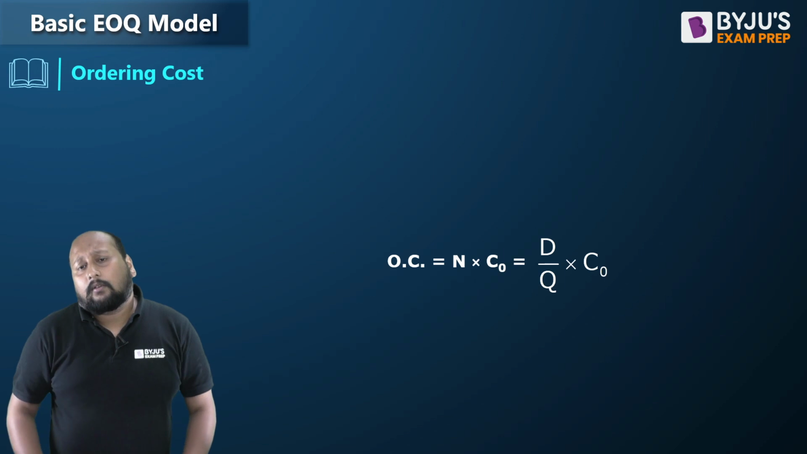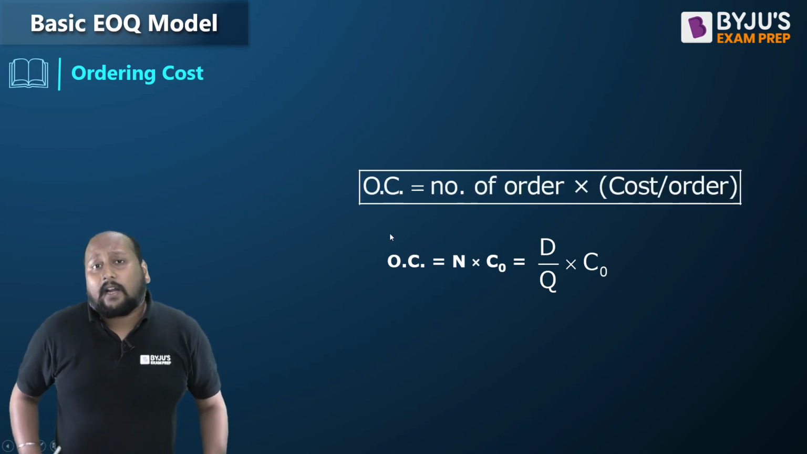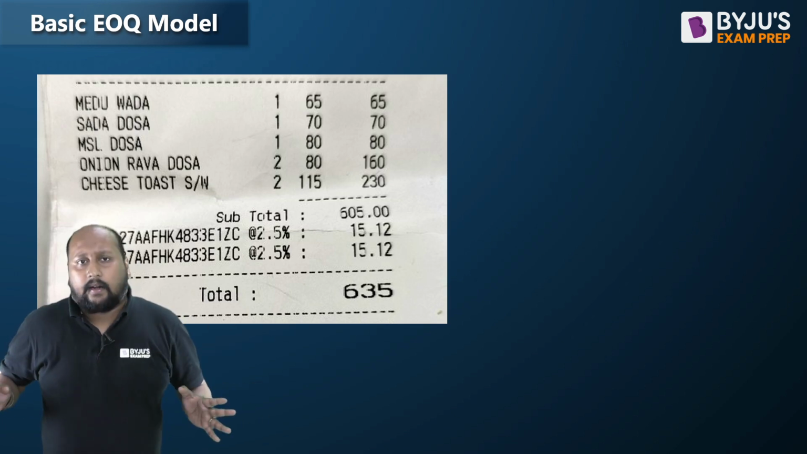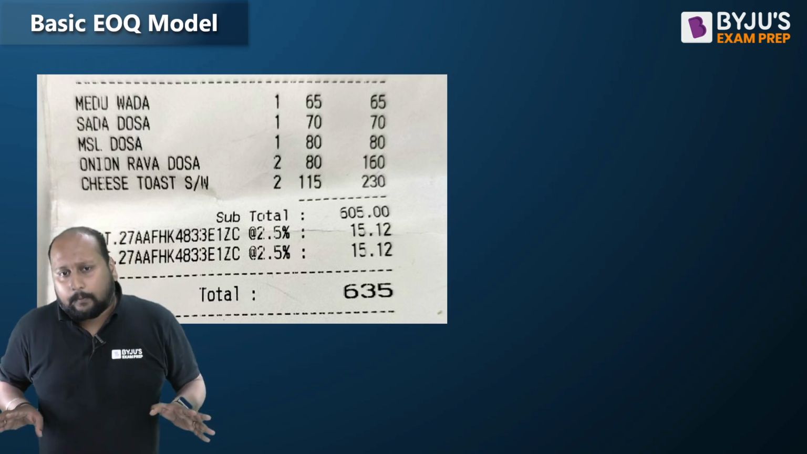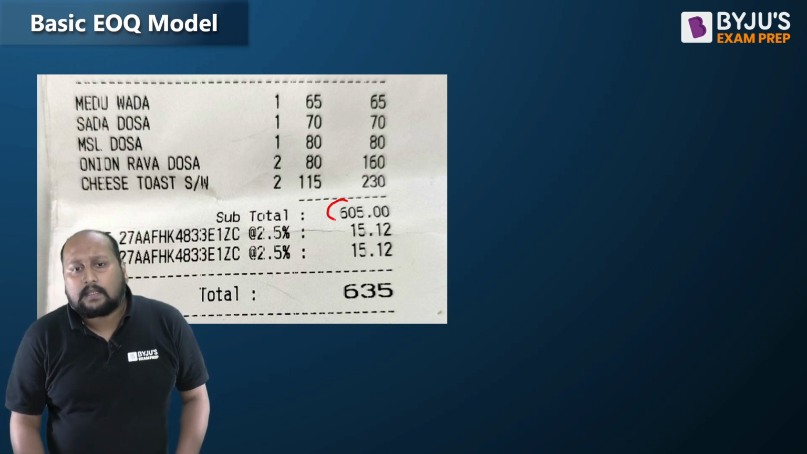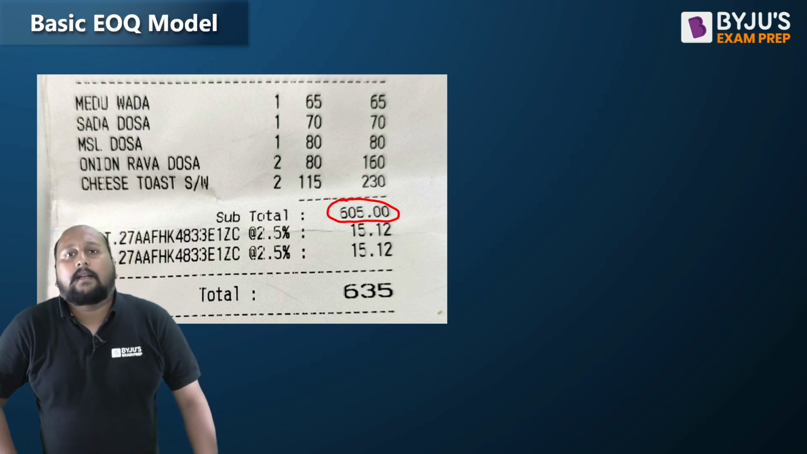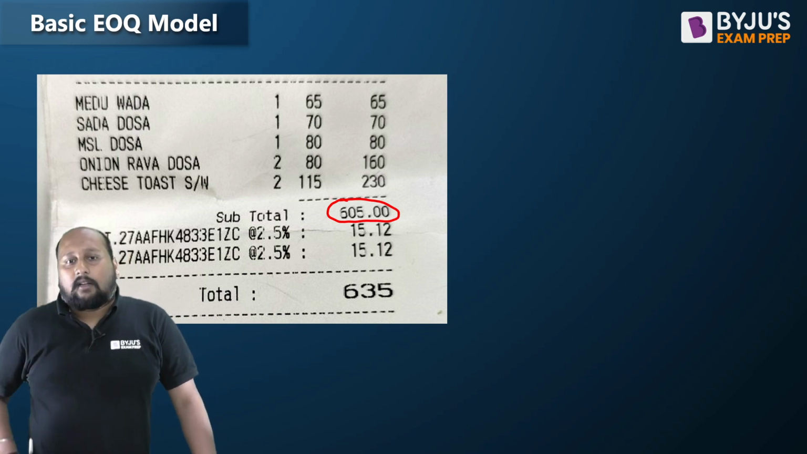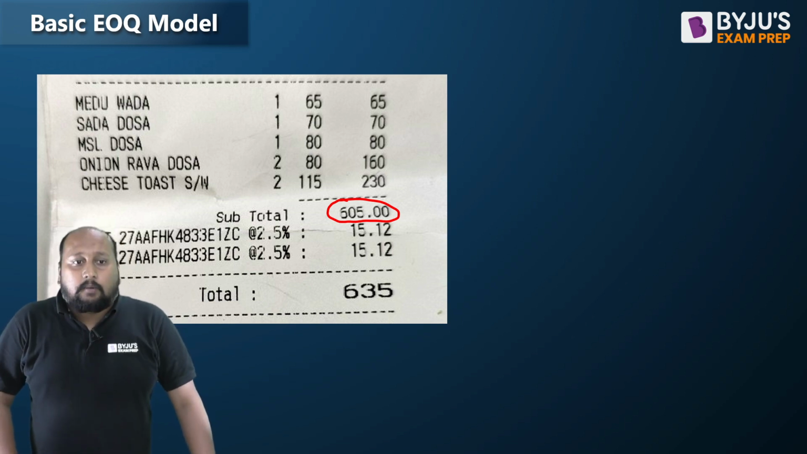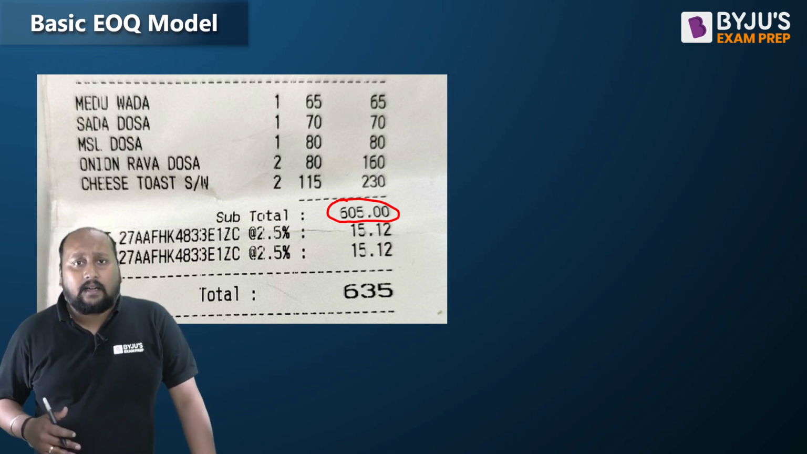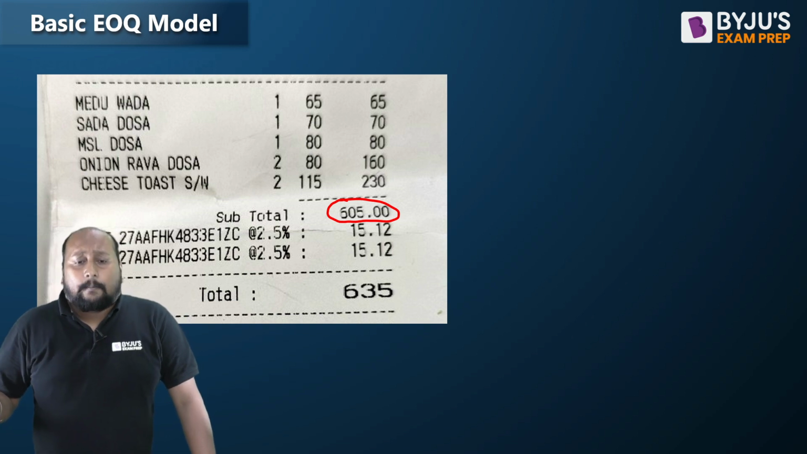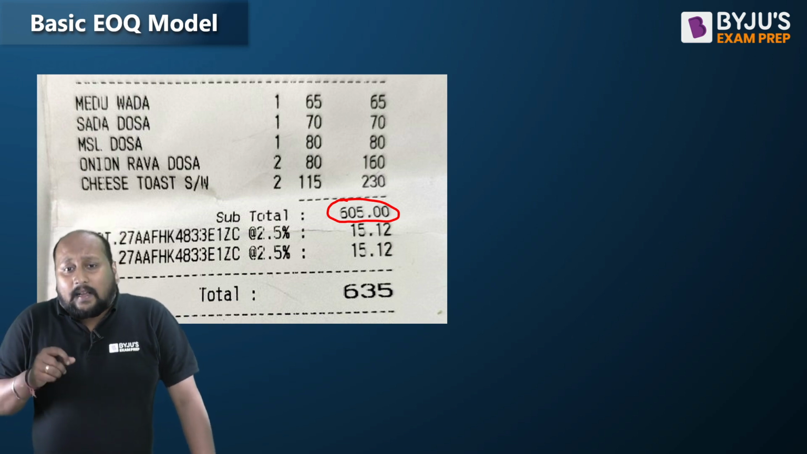Now what do you mean by ordering cost? Ordering cost is nothing but, let us suppose you are placing an order. You went to a restaurant, and this is the bill you are getting. So actually you ate food which costs only 605, but you are paying 635. You purchased an item for 605 rupees, but you're not paying only 605, you are paying some additional taxes. That could be your CGST or SGST, if you combine that, sometimes you need to pay GST also, or some additional taxes, or some insurance cost. So the net price you have to pay is 635.